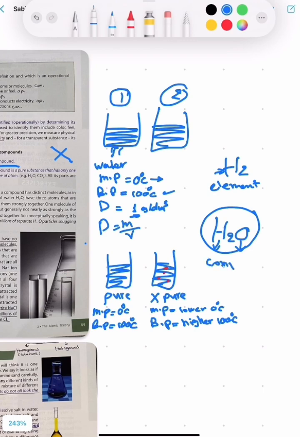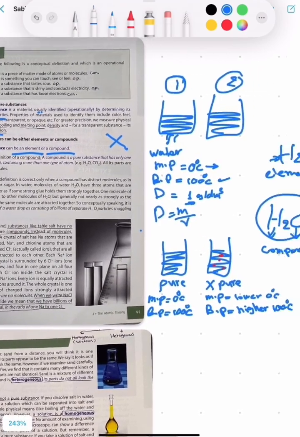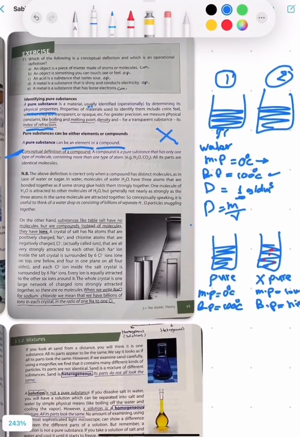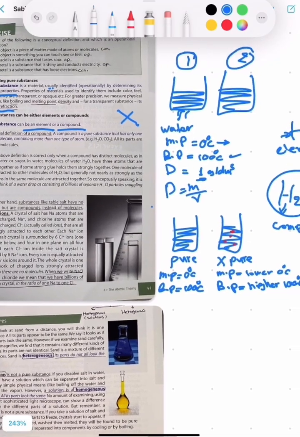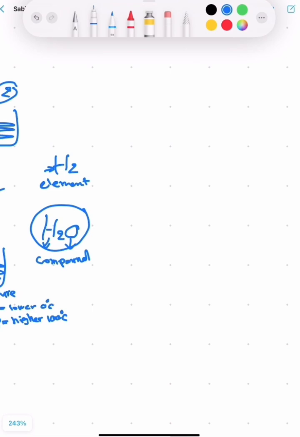So this is a compound because we have more than one type of atom. So that's the conceptual definition of compounds. Some substances, some compounds, do not have molecules. Instead, they have ions. So what's the difference, let's say, between H2O, water, which has molecules, and NaCl, which has ions?